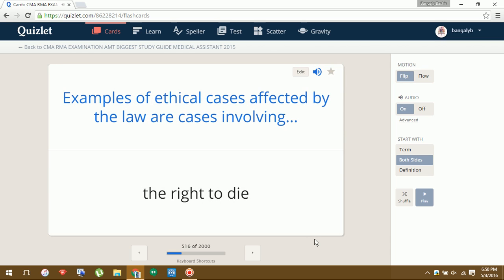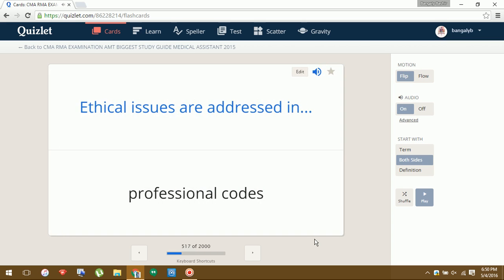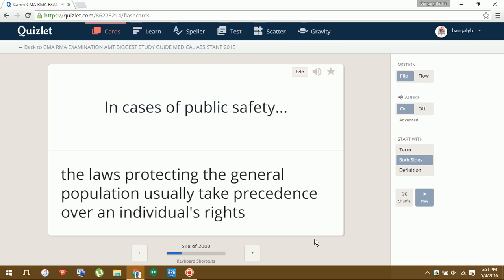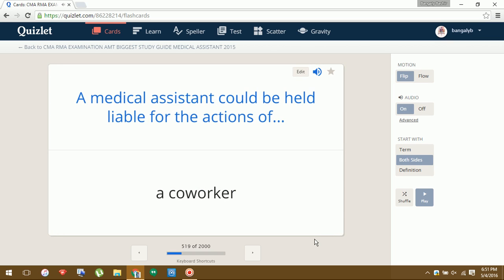Examples of ethical cases affected by the law are cases involving the right to die. Ethical issues are addressed in professional codes. In cases of public safety, the laws protecting the general population usually take precedence over an individual's rights. A medical assistant could be held liable for the actions of a coworker.